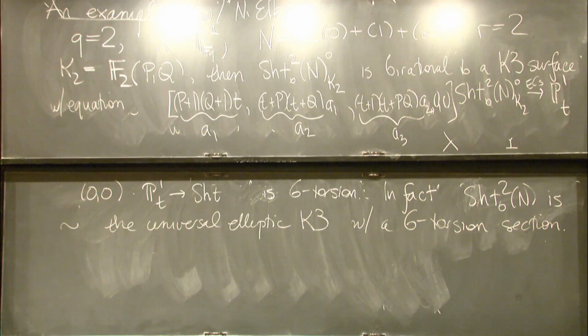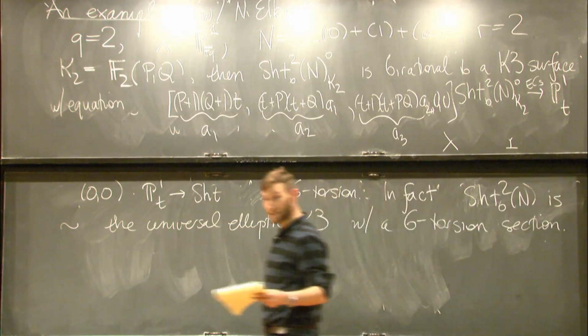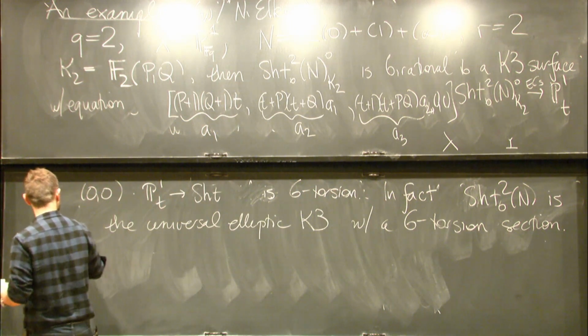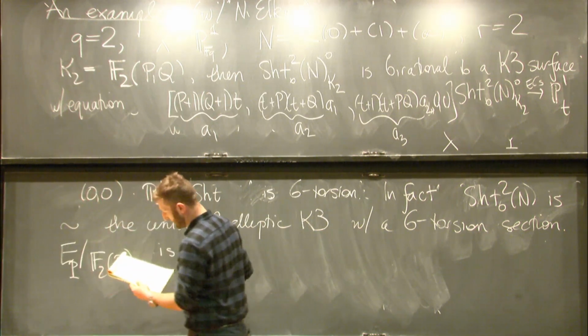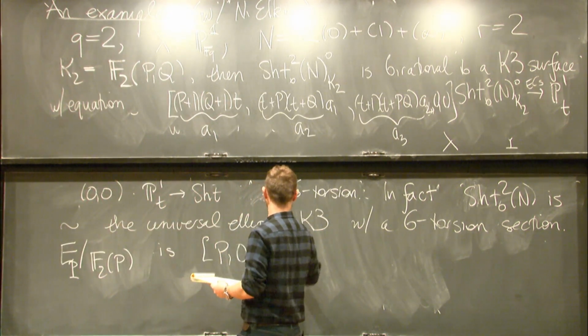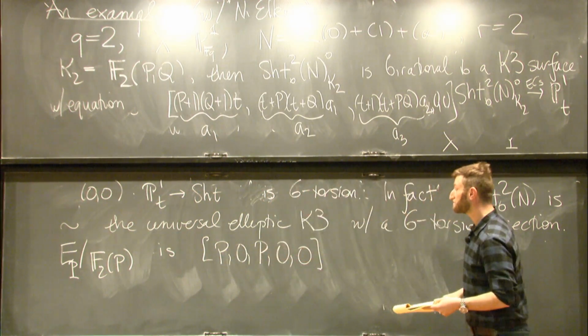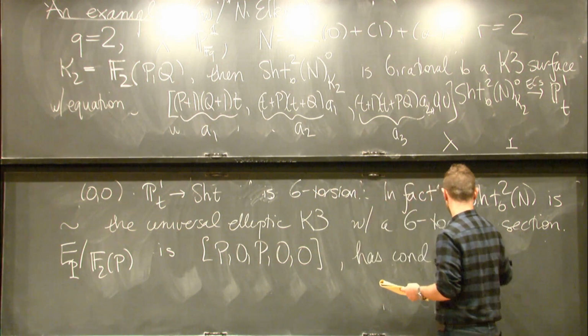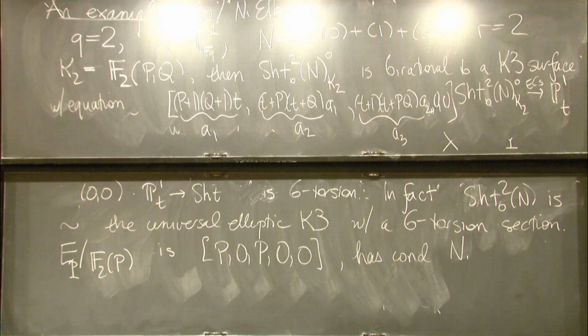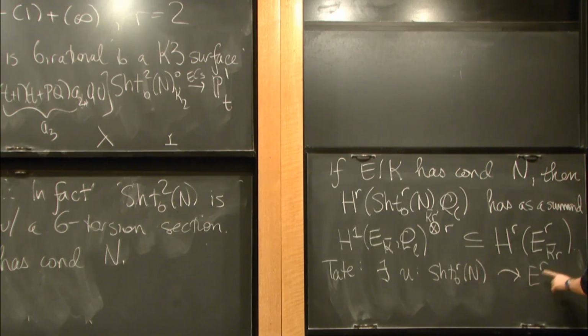Right, so maybe you're curious about where the elliptic curve comes in. As I said before, there's exactly one elliptic curve at this level. So let's say E_P over F2(P), the Weierstrass equation looks like this, P, 0, P, 0, 0. This has conductor N. OK. So what's going on here? We have our K3 surface here, and we have an elliptic curve. And we're hoping that the elliptic curve is modular, in the sense that there should be a correspondence between this K3 surface and E cross E.